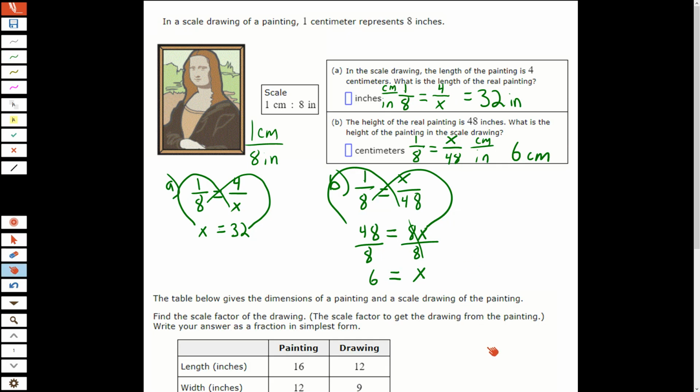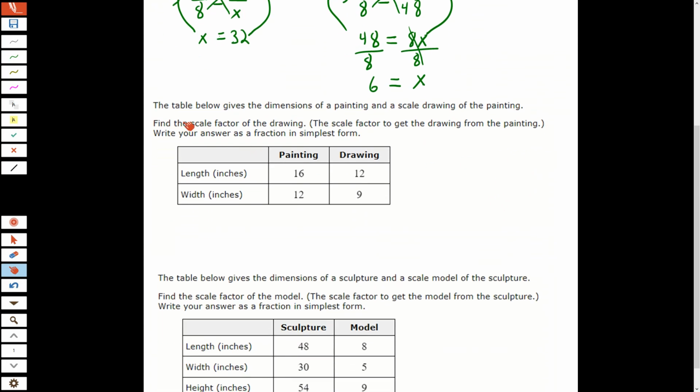All right, next question. The table below gives the dimensions of a painting and a scale drawing of the painting. Find the scale factor of the drawing. Ooh, okay, we're looking for a scale drawing, so do you guys remember how to do that? All you have to do is put A prime over A. You could also look in the words. Find the scale factor of the drawing. The scale factor to get the drawing from the painting.